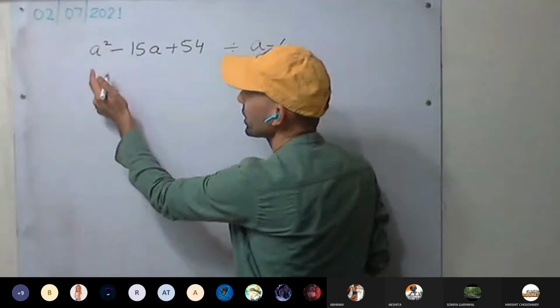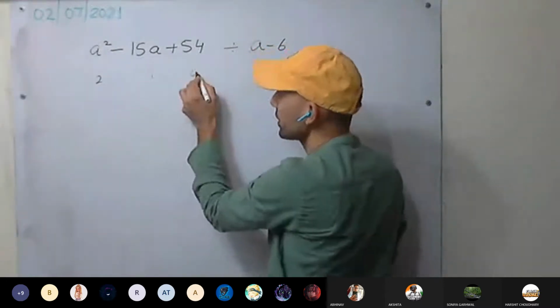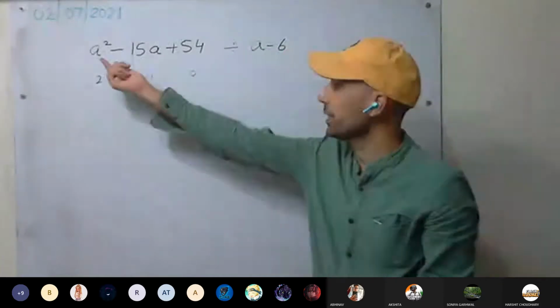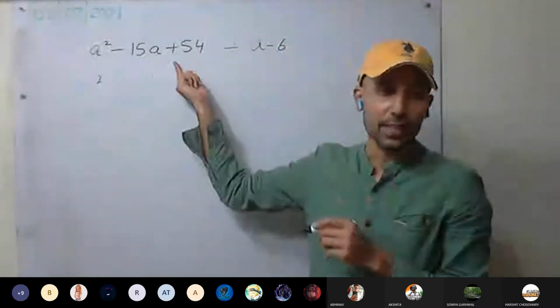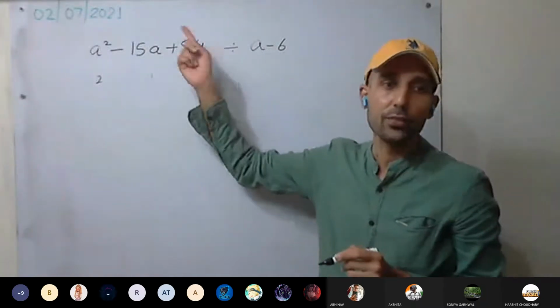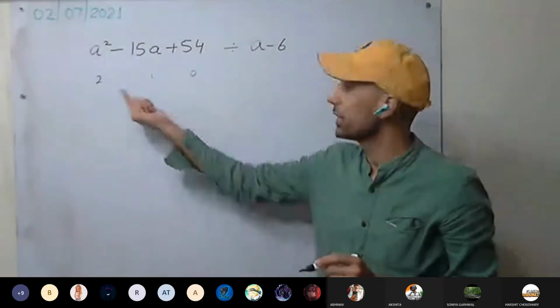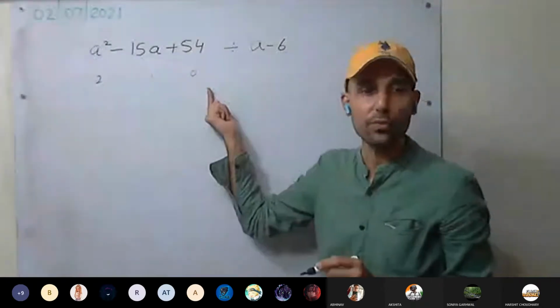So what is the power of A here? 2. What is the power of A here? 1. What is the power of A here? 0. So is it in descending order? Yes, it is in descending order, so we won't change. If it is not in descending order, we will arrange it in descending order of A, in the descending order of the powers of the variable.